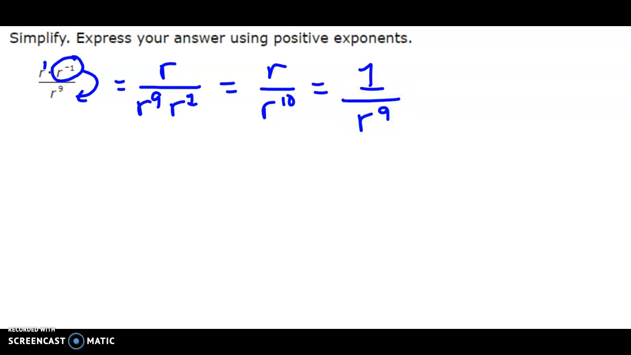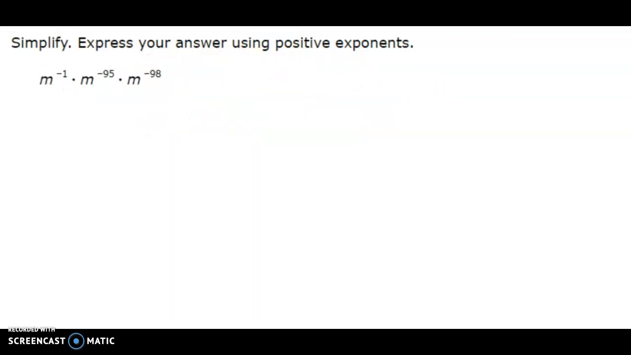Now, you might have also seen when we got to this part right here that now that we have all these positive exponents, these two will cancel out and leave us with 1 over r to the 9th. But if you didn't see that, there's no problem. It was just a matter of seconds for us to finish this problem off.